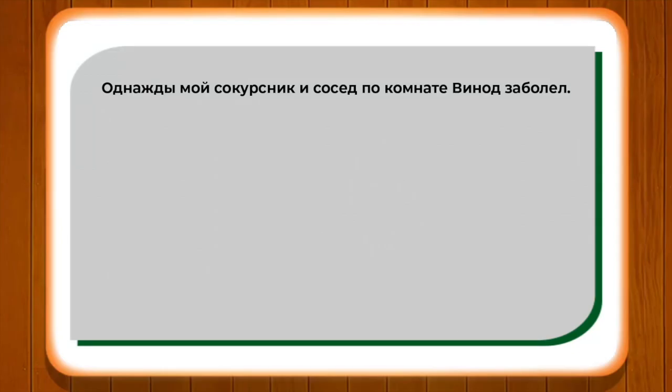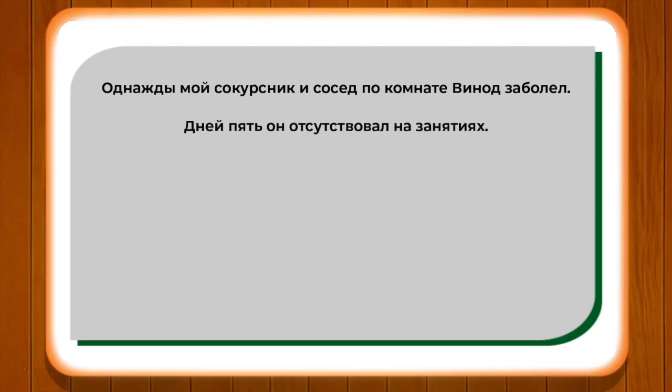Помогать друг другу. Однажды мой сокурсник и сосед по комнате Vinod заболел. So, once my classmate and roommate, so classmate we have сокурсник from the word курс, сокурсник, и сосед, neighbor or mate, по комнате, which means roommate. Vinod заболел. Заболеть is the verb to fall sick. In the past form, we have converted it into заболел because Vinod is masculine gender. If it is Gita, then we would have changed it to заболела.